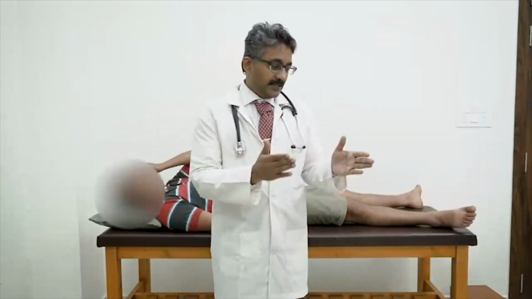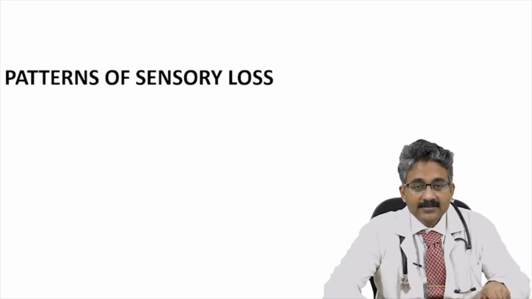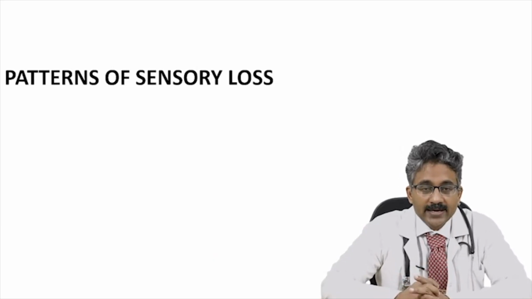Okay, right. So we showed how to do the sensory system examination. Now we have to interpret it. Examination is one part, interpretation is the other part: how to localize the sensory system abnormalities. So we have examined the sensory nervous system, students.